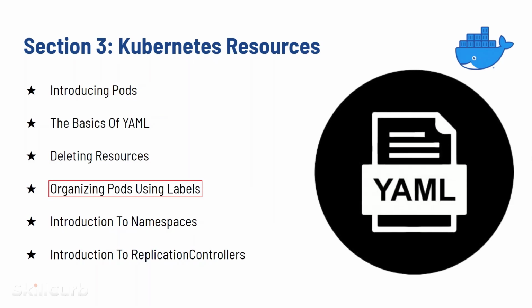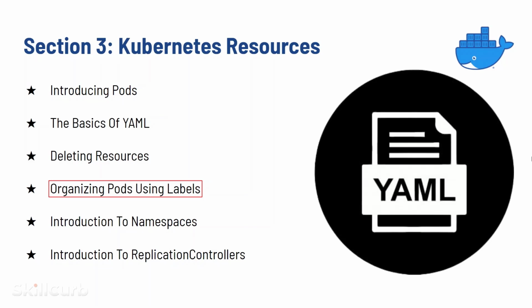Then, we learned about how we can organize our pods using labels. Pods are the core resource in Kubernetes, but what if you have too many of them? How can you organize them into specific groups so that it's easier to manage? This can be done using labels.